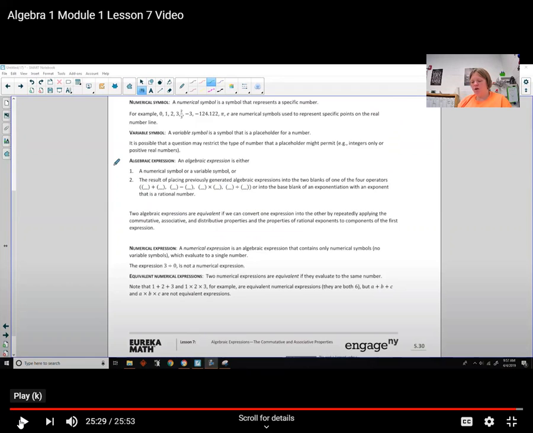Make sure that you are reading through your vocabulary. The bottom page here has a lot of vocabulary that's very important. Make sure you're reading through that and make sure you're understanding it.